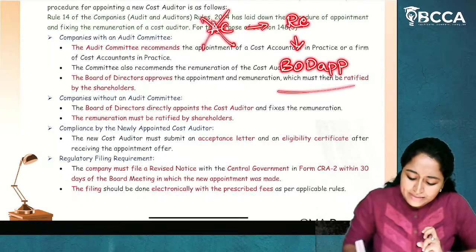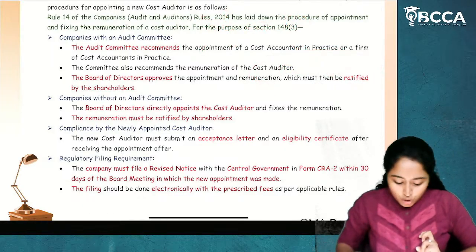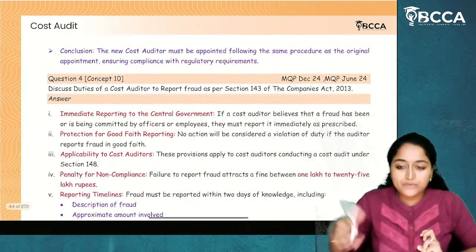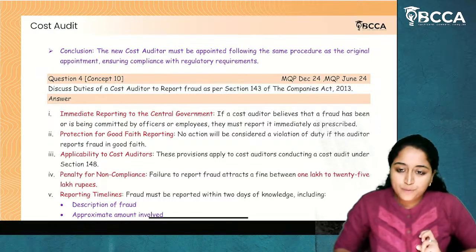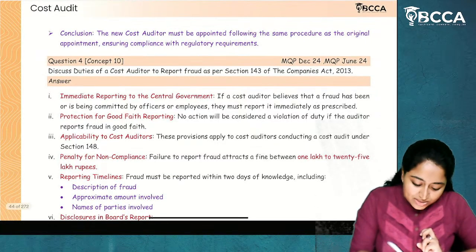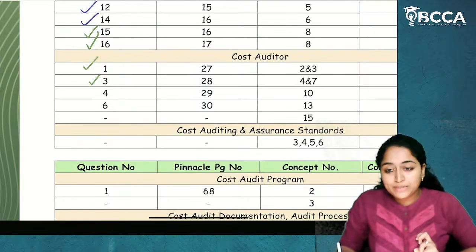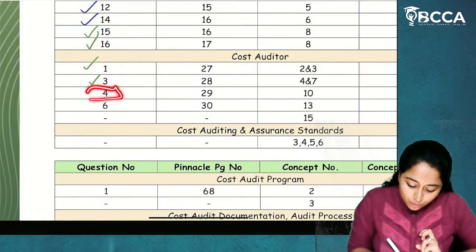If there is no audit committee, the board of directors will directly appoint a cost auditor. And then you have to write about all the forms: Form CRA-2, Form CRA-3 and Form CRA-4. I hope everything is clear. So this is regarding question number 3. You have to write about the appointment. I hope it's clear. Now question number 4.